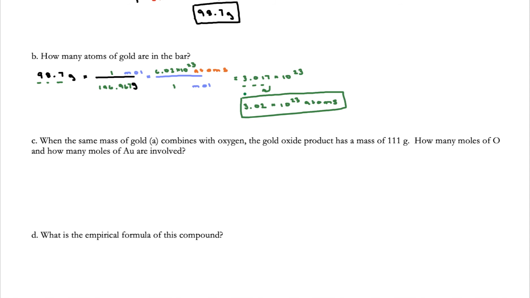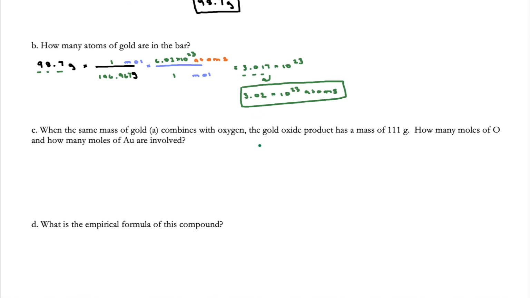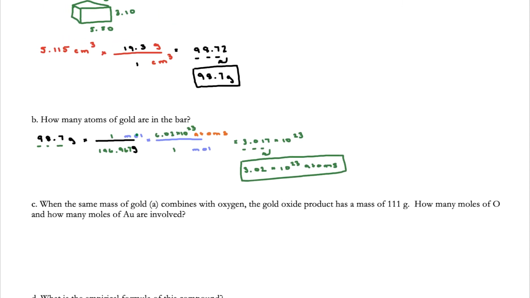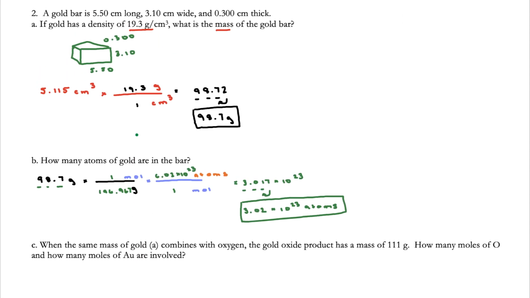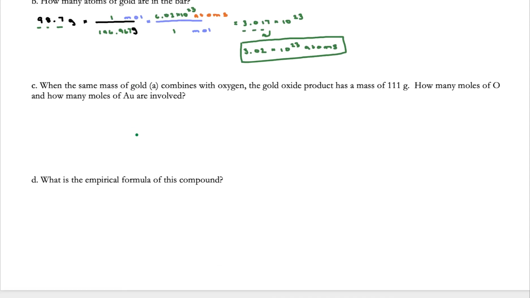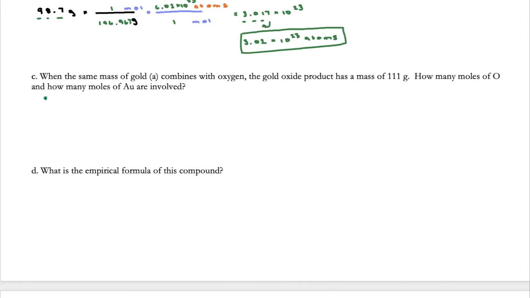All right, for C, when the same mass of gold combines with oxygen, the gold oxide product has a mass of 111 grams. How many moles of oxygen and how many moles of gold are involved? All right, so I know my mass of gold. My mass of gold is 98.7 grams. I'm going to put that right there. So I've got that many grams of gold.